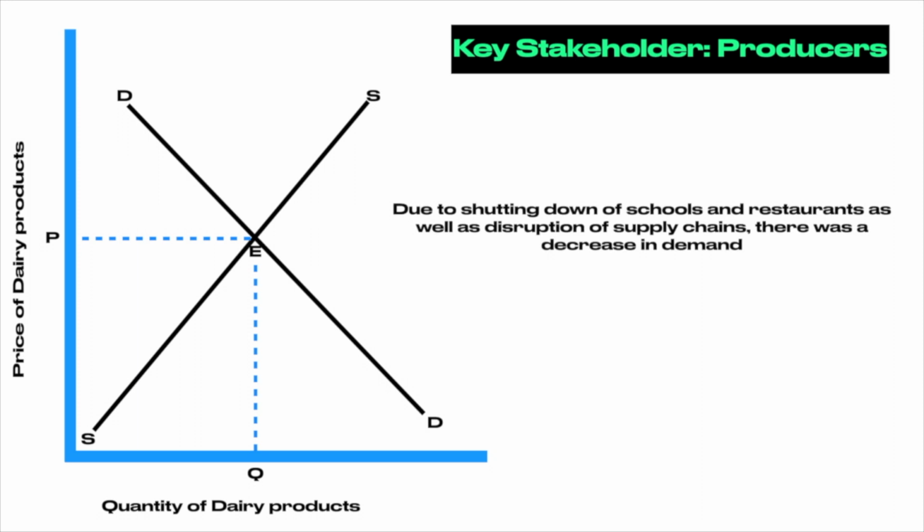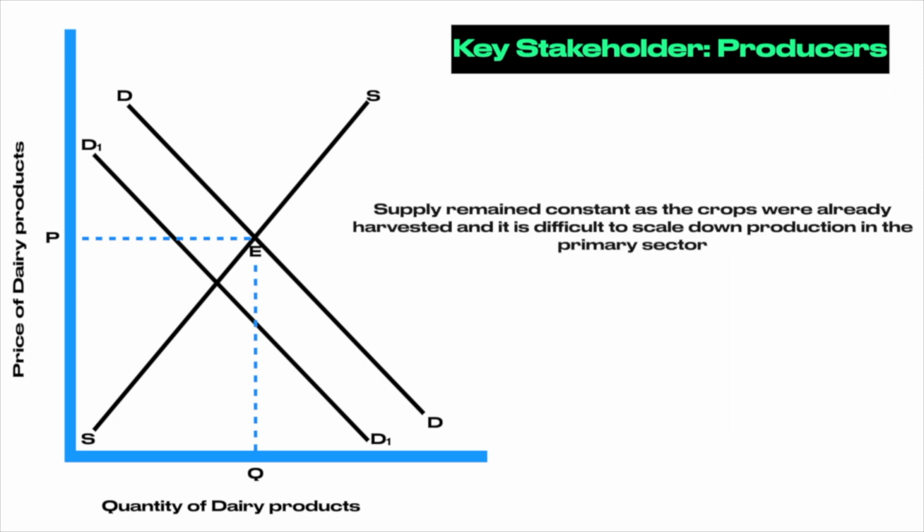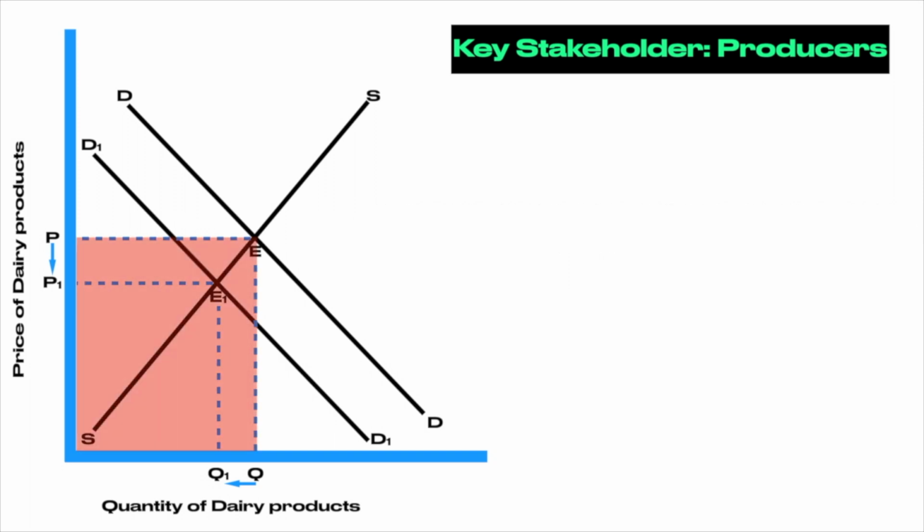Due to the shutting down of schools and restaurants, as well as the disruption of supply chains, there was a decrease in demand. We can represent this by shifting the demand curve left from D to D1. However, during this time, supply remained constant as crops had already been harvested and it was difficult to scale down production in the primary sector. This led to a new equilibrium point E1, and price decreased from P to P1 and quantity decreased from Q to Q1. The revenue of the producers also decreased significantly.